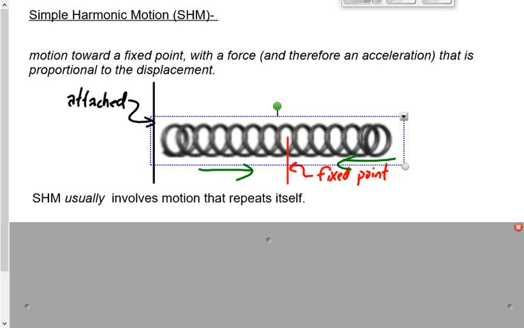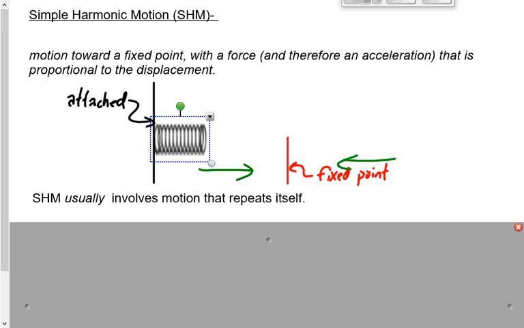This is simple harmonic motion. Motion that repeats itself. Why does it repeat itself? Because it is motion toward a fixed point, right? This point right here, with a force toward that fixed point that is proportional to its displacement. The bigger the displacement, the bigger it's stretched or compressed, the bigger the force pushing it back to that fixed point or to that equilibrium position.